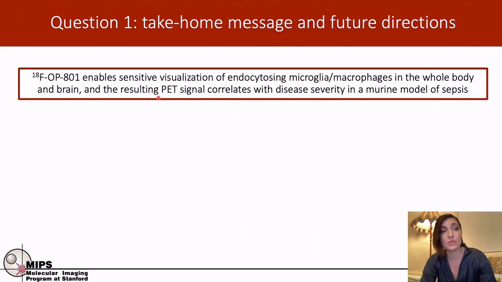Our take home for this question is that OP801 enables sensitive visualization of endocytosing microglia and macrophages in the whole body and brain of different models whereby inflammation is occurring. So we're really able to visualize that process, which is absolutely exciting in my mind.